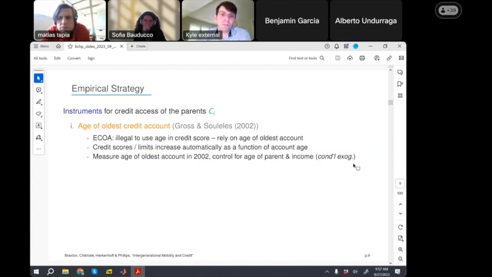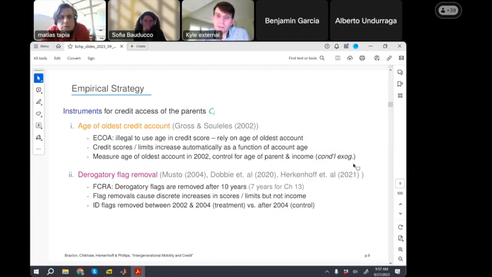So the second instrument is derogatory flag removals. This is going to be cleaner variation in some sense, but it's going to apply to a smaller sample of households that may not necessarily represent the total US population. This has been used quite a bit, going back to David Musto's work. The Fair Credit Reporting Act requires derogatory flags to be removed after 10 years. The only exception is Chapter 13, which has to be removed after 7. It's some sort of incentive. Chapter 13 is a repayment plan, so you enter the repayment plan, and punishment is in some sense milder.